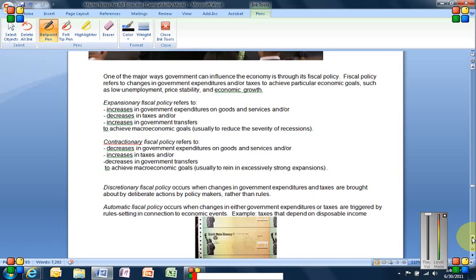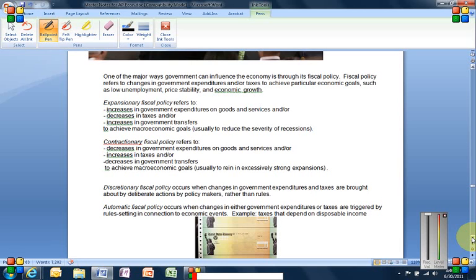Contractionary fiscal policy would attempt to do the opposite, to rein in excessively strong expansions, and would use the tools, as I call them, in the opposite direction. So the federal government could decrease government expenditures on goods and services, they could increase taxes, or they could decrease government transfers, or all of the above.